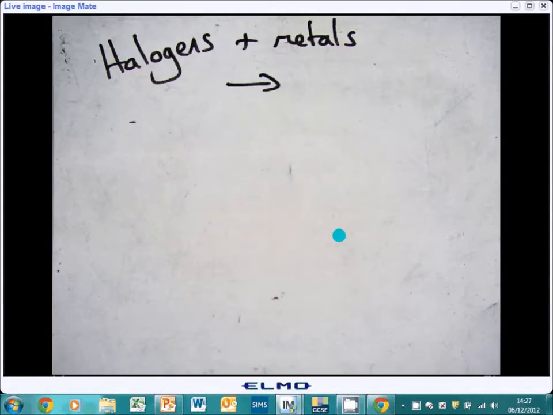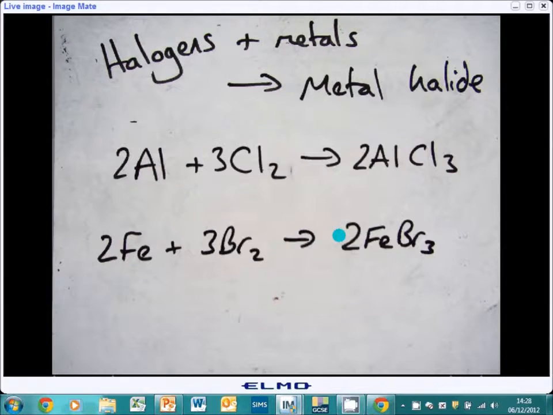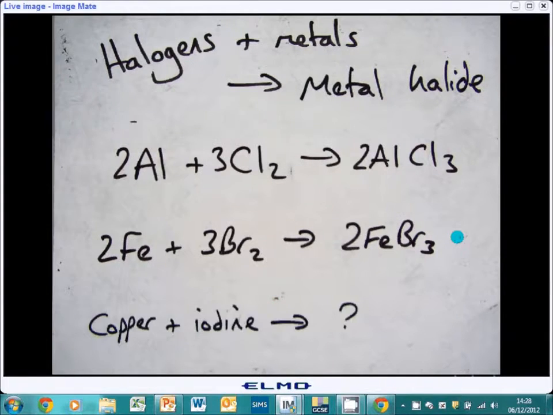There are two types of reactions you need to know about. One of them is when you react a metal with a halogen. When this happens, you get something called a metal halide. So for example here, aluminium and chlorine react together to make aluminium chloride, and iron and bromine react together to make iron bromide. They are both examples of metal halides.